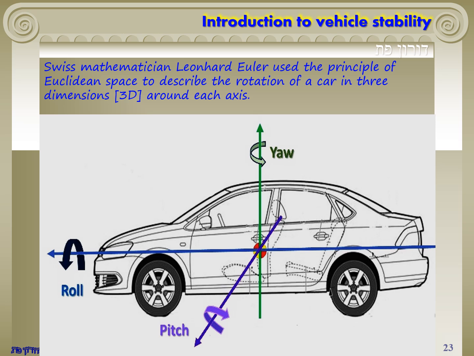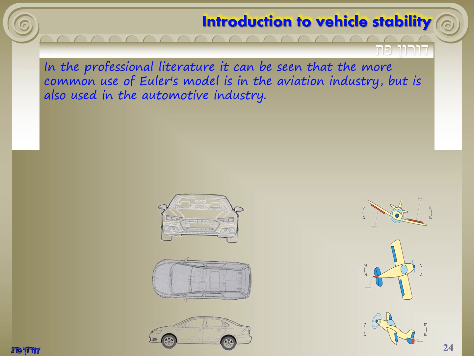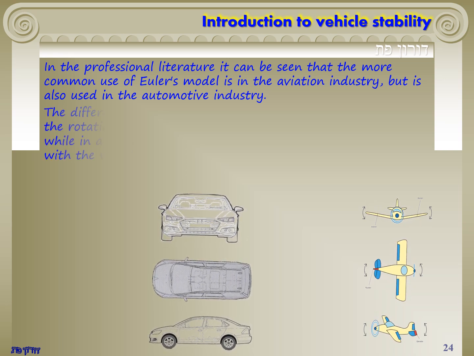Swiss mathematician Leonhard Euler used the principle of Euclidean space to describe the rotation of a car in 3 dimensions around each axis. In the professional literature, it can be seen that the more common use of Euler's model is in the aviation industry, but it is also used in the automotive industry.